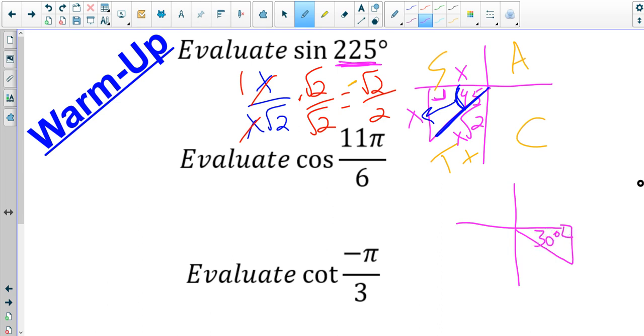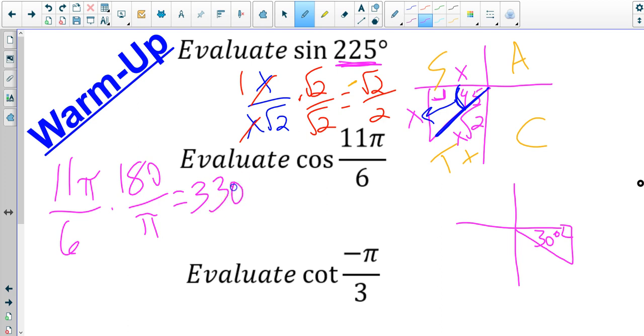Now, as this is still kind of new to some of you, you may find it helpful to take 11 pi over 6 times 180 degrees over pi and simplify that if you need to. And you would end up with 330 degrees, which would leave us with 30 degrees below 360.